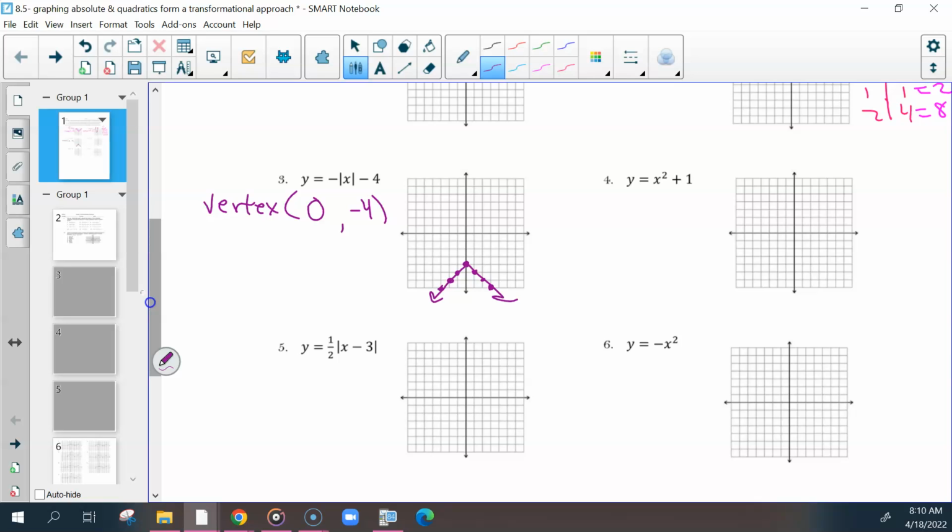Because we know those transformations, we can find our vertex. We can use that. The vertex kind of tells us our horizontal and vertical shifts at the same time. And then we just have to figure out if there's stretches, compressions, if it's flipped.